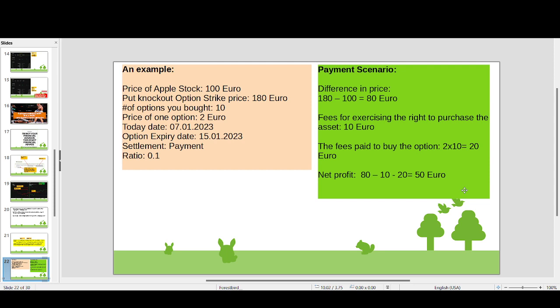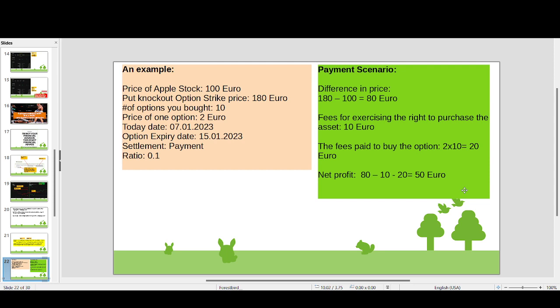So you have the 10 options, you are within the expiry date, it seems profitable, and you decide to exercise the right. So let's see how much money you can make here. The difference in price between the stock price and the strike price is 80 euro. And then there is a fee of 10 euros for exercising this right. And then you have also paid money for the option. Remember, when you exercise this option, you will not get back the money that you paid for the option. So you paid 2 euros, you bought 10 of them, so you paid 20 euros for buying this option. So this is also gone.